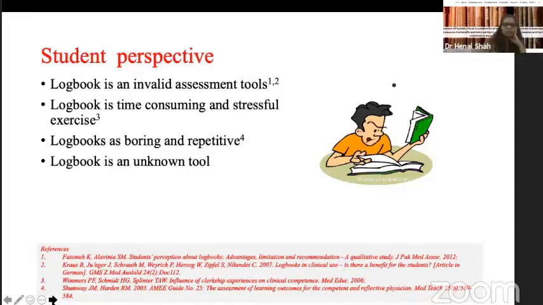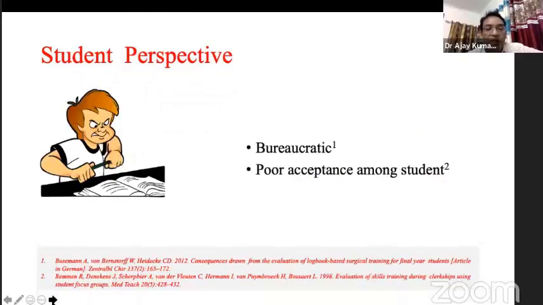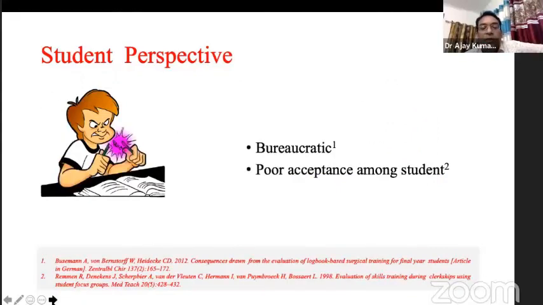As a stakeholder of the logbook, the student perspective is very important to understand. Students consider it an invalid assessment tool, and they consider it a time-consuming and stressful exercise. They consider it boring and repetitive work. As students, we all have experience of multiple files to do, multiple registers, admission register, discharge register, and most of the time goes in that. The training of psychiatry itself is so hard that sometimes students do not get time to sleep and eat properly. Most of the time, students do not know the importance of recording the activities. Students consider it a bureaucratic process, and the conclusion is they do not accept it.